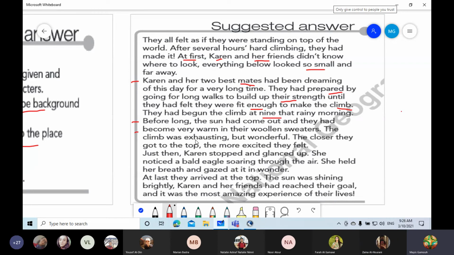Not very tired. It is not the climb that was tired, they were the ones who were tired. So it was very tiring, meaning exhausting. But wonderful because they wanted to do this thing, because they had dreamed of this thing. Okay? The closer they got to the top, the more excited they felt. So here we have a comparison, right? The closer, the more excited.